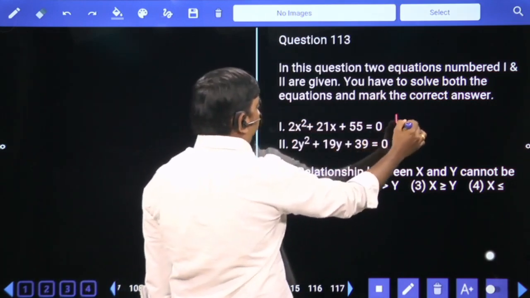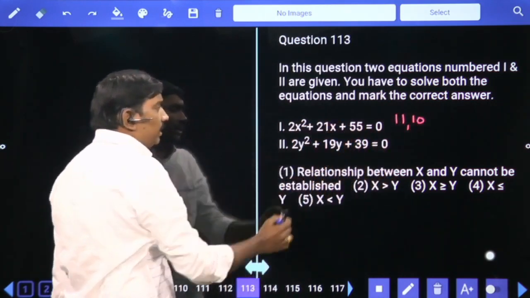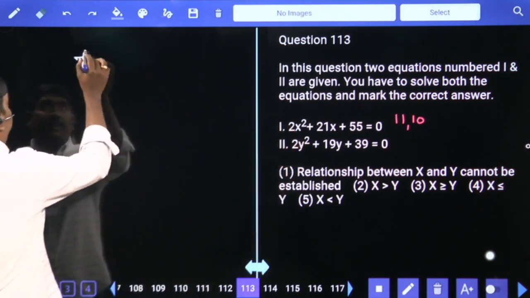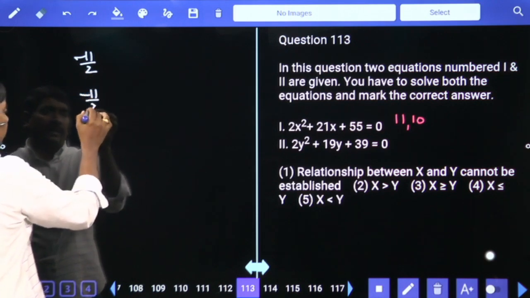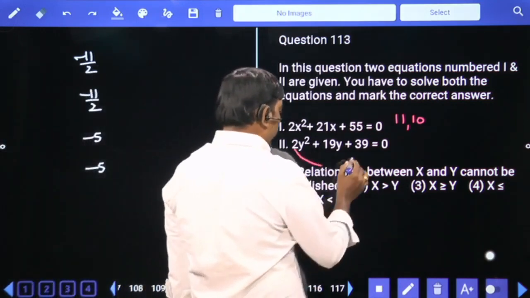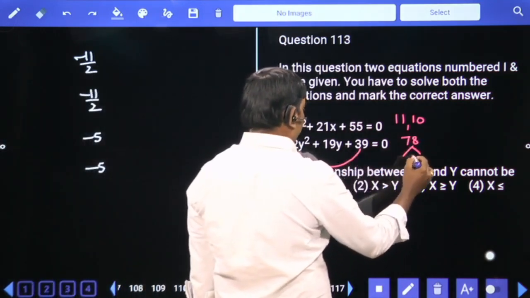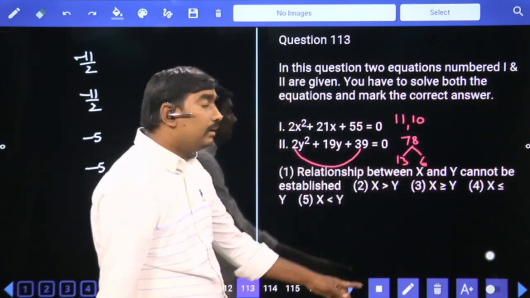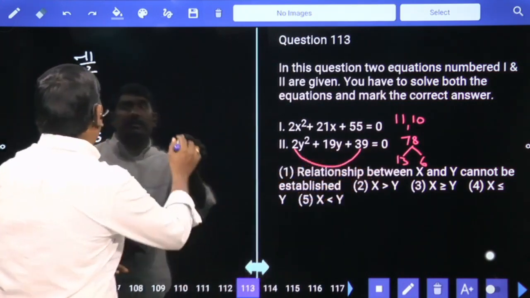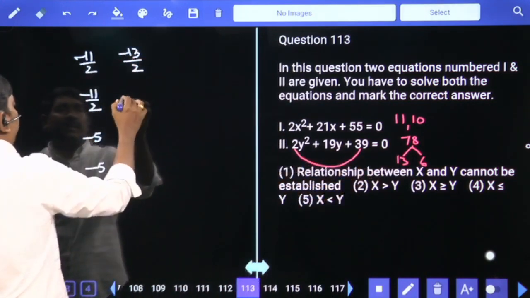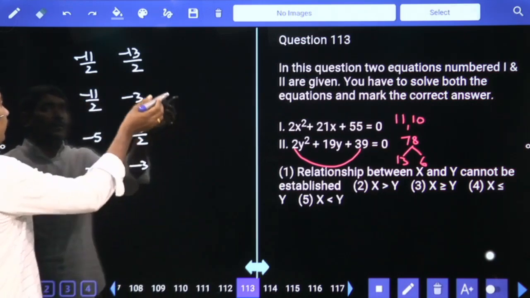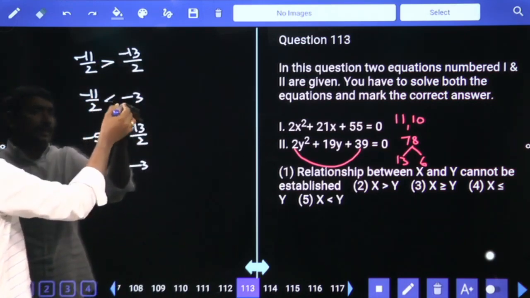55 2s are 110, 11 10s are 110, plus 11 plus 10 will give us plus 21. Finally minus 11 minus 10. So minus 11 by 2, minus 10 by 2 means minus 5. 2 39s are 78, 13 6s are 78. 13 plus 6 will give us 19. Finally minus 13 minus 6. Minus 13 by 2, minus 6 by 2 means minus 3. No relation.